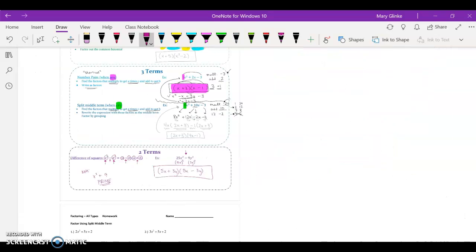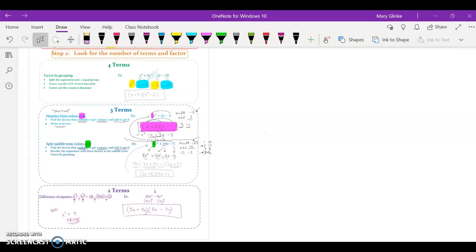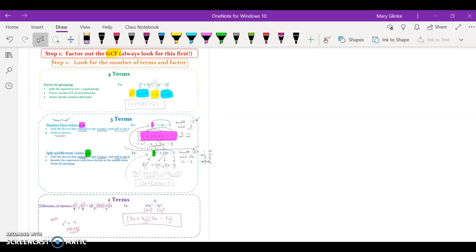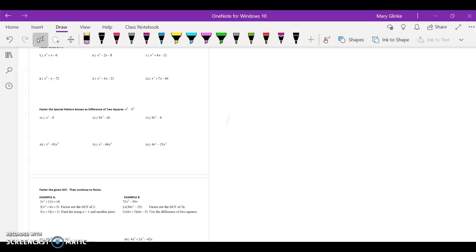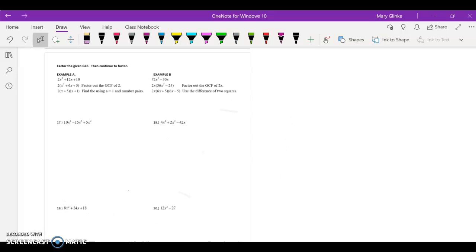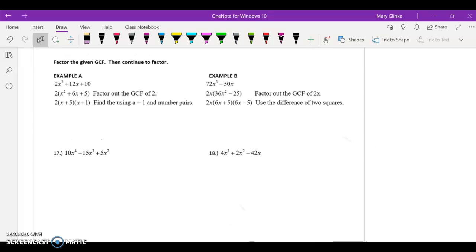So zooming out to look at the large scale things, step number 1 always remains the same. You look for a GCF. Then you figure out how many terms it has, and you factor it based off of the number of terms. So the rest of this then is practice problems that you can go ahead and try. I do want to do one problem all together. Let's go to number 17. We'll do one more together. And this is putting everything together.